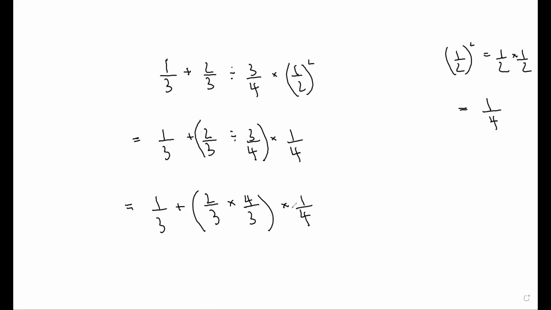Okay, now let's do the multiplication part. Again, for multiplication, it goes from left to right, so we'll just do what's in the brackets right here. So on top, we have 2 times 4, which is 8, and on the bottom, we'll have 3 times 3, which is 9. So 1/3 plus, and I guess we don't really need brackets anymore, so that will be 8/9 times 1/4.